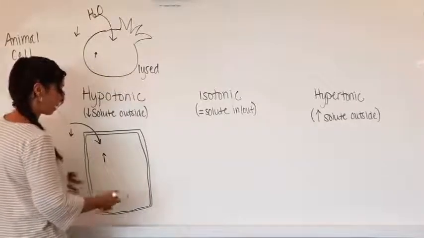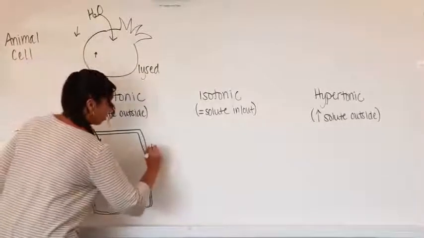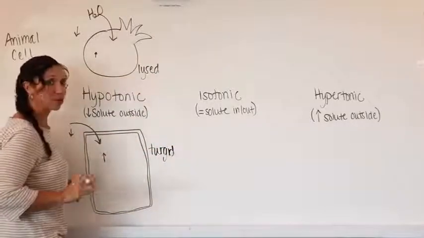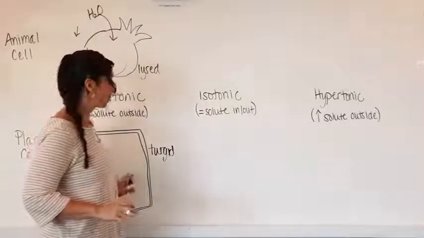We call a plant cell that's in this scenario turgid. It's nice and tough. That's a good place for a plant cell to be.